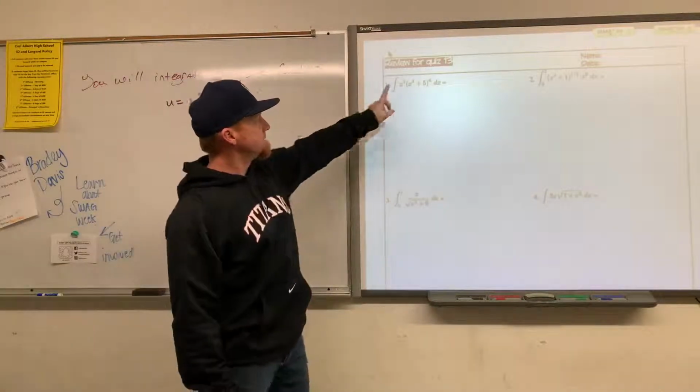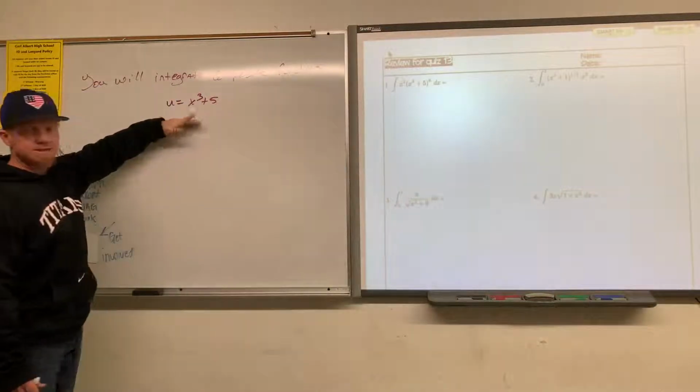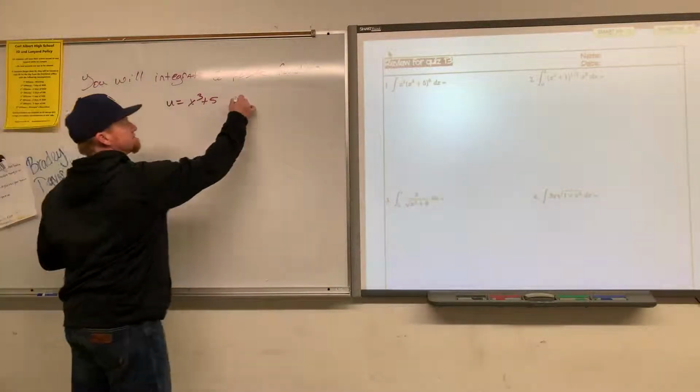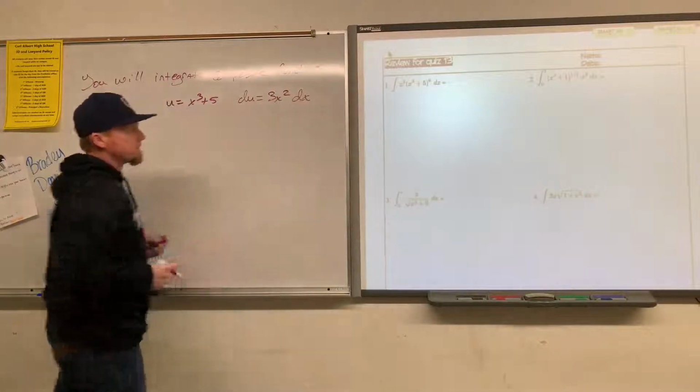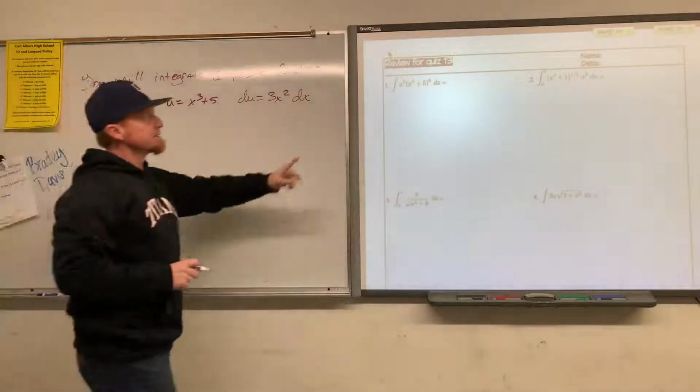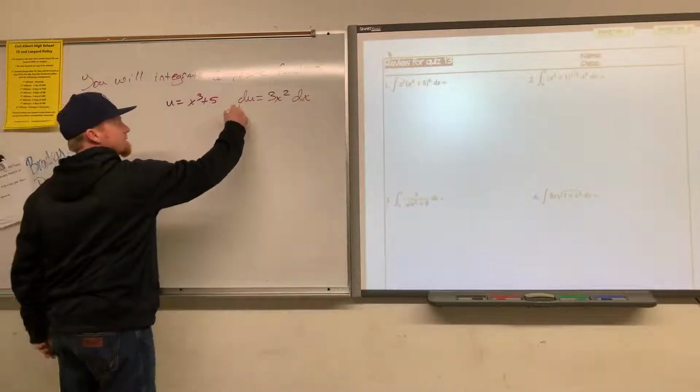All right, inside function on number 1 is x cubed plus 5. So I've got it set up over here already. We need to take the derivative. So my derivative is 3x squared dx. I've got the x squared and the dx. I don't have the 3, so I need to move the 3.